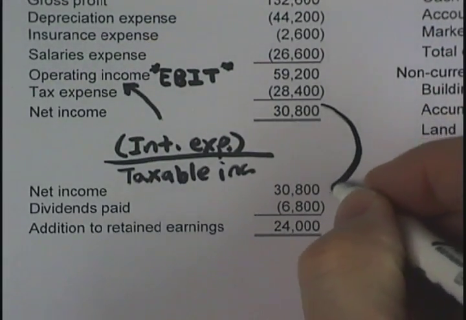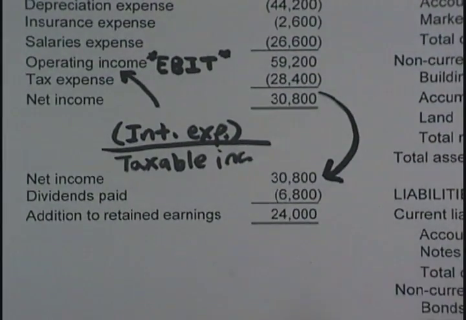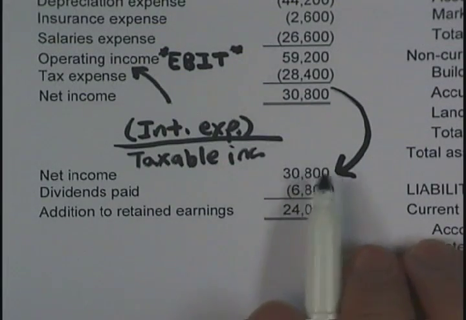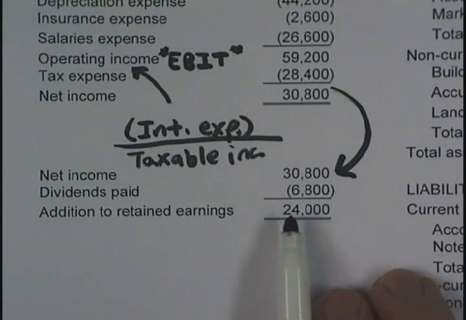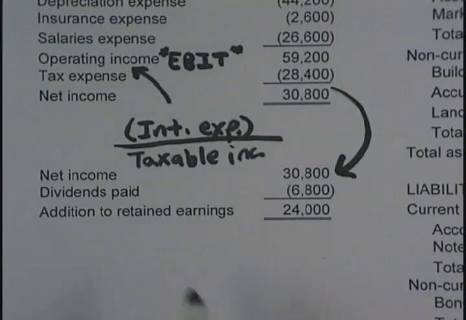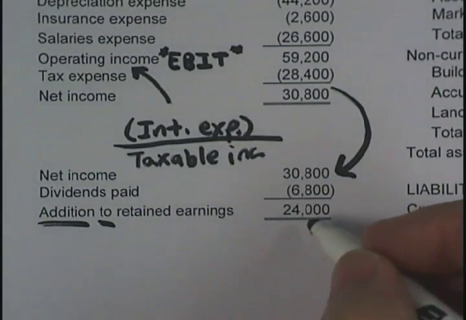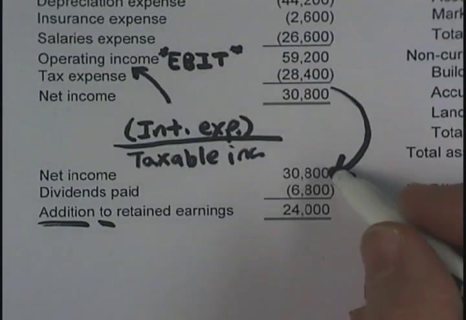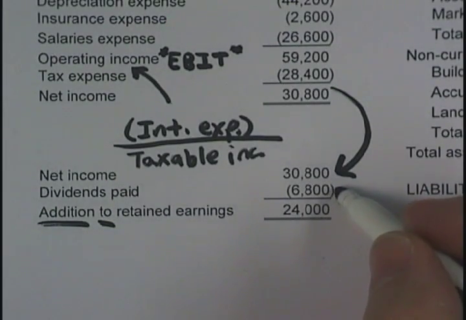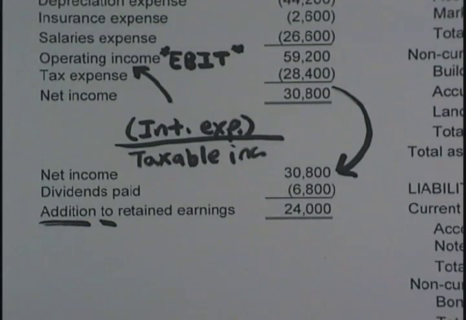So again, an income statement doesn't always show this, but I wanted to show you that of the $30,800 in net income, $6,800 was paid as dividends. So the other $24,000 was what is called an addition to retained earnings. That goes into the retained earnings balance on the balance sheet and carries forward from period to period. So during this particular year one, the retained earnings balance for this corporation increased by $24,000. Of the $30,800 net income, $6,800 was paid out as dividends, and $24,000 was retained inside the firm as an addition to retained earnings.